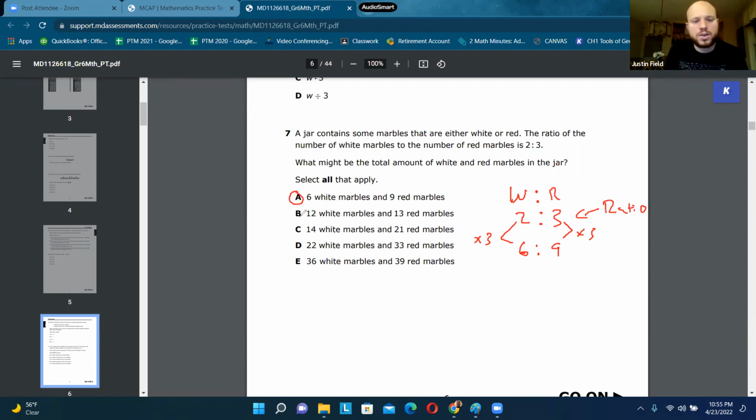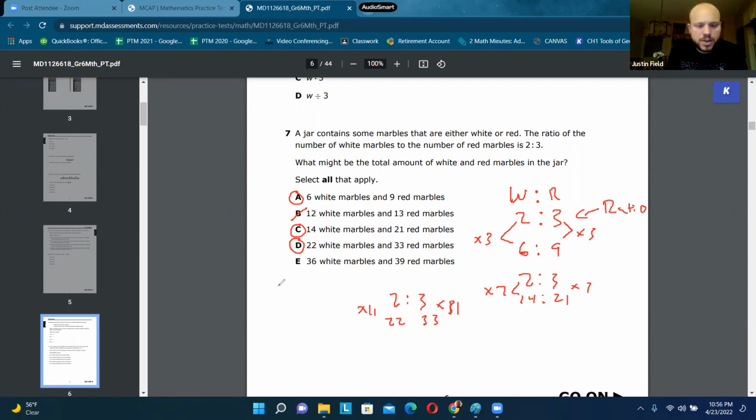How about 12 and 13? No, that's not gonna work. 14 and 21, does that work? 14, 21, so 2 to 14, that multiplied by 7. Okay. 14 and 21, 22 and 33. Does that work? I think so. I think if I multiply 2 by 11, I get 22, and 3 by 11, I get 33.